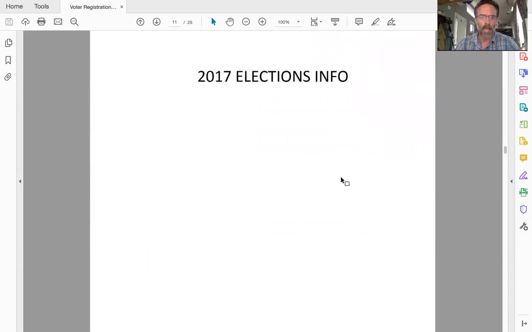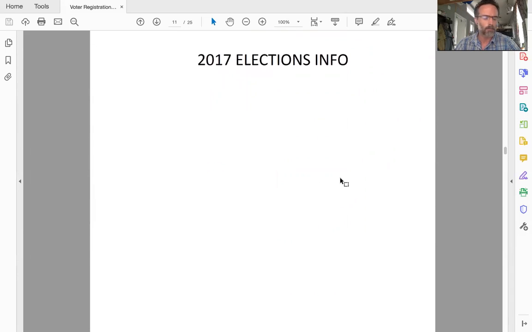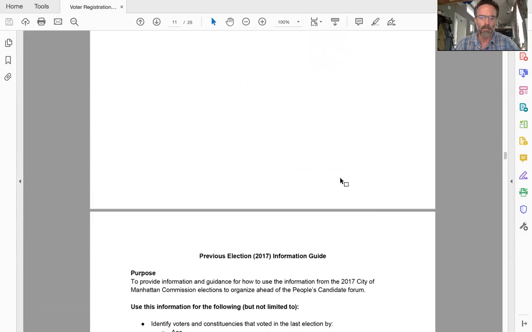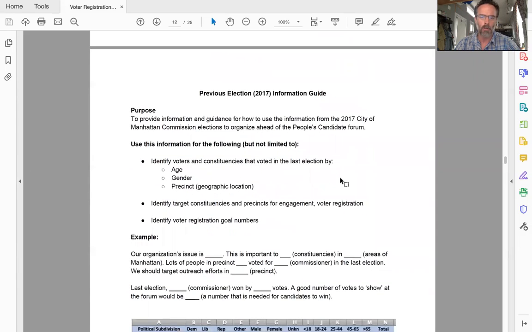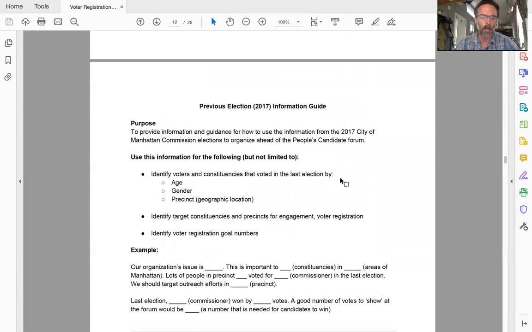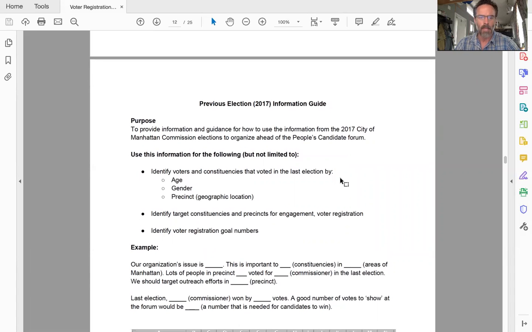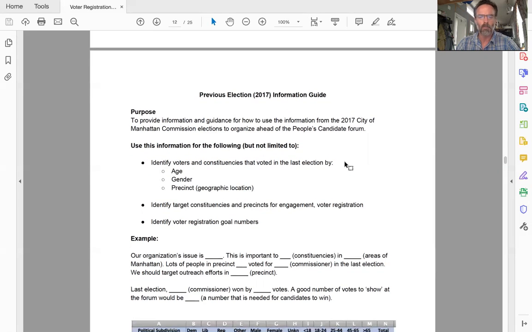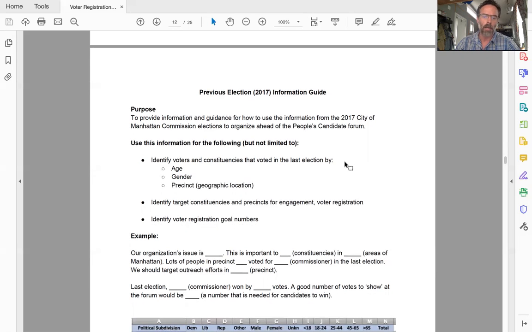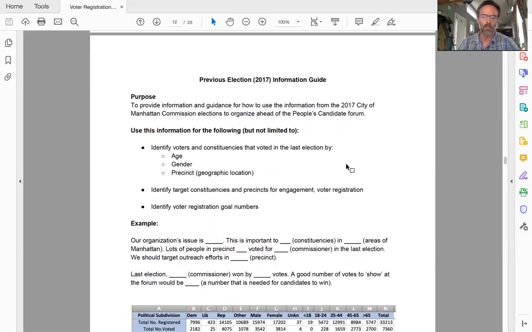So the next and last section that we put together in the toolkit is some information on the last election. This is voter turnout: who voted, who did they vote for, and where did they vote. You can read through this little guide on your own, but the idea is to have some idea of who's voting in Manhattan and who isn't. Depending on your issue, that might give you some idea of where you might want to register voters, or which constituencies or age groups you might want to focus your voter registration on.